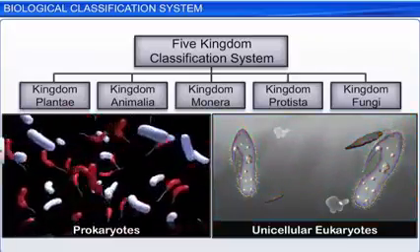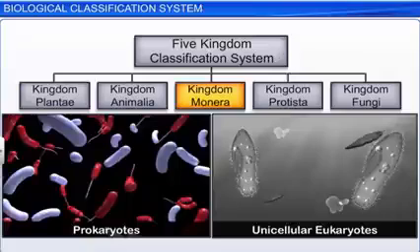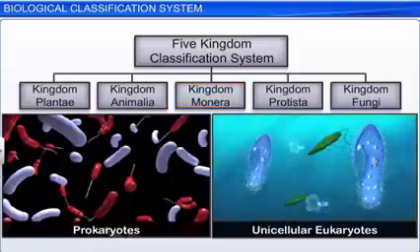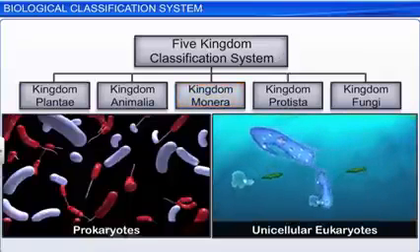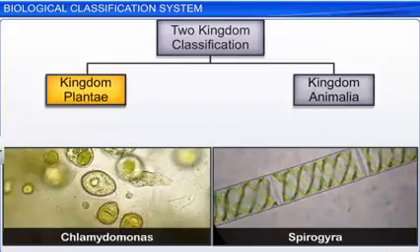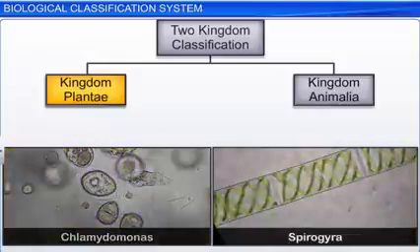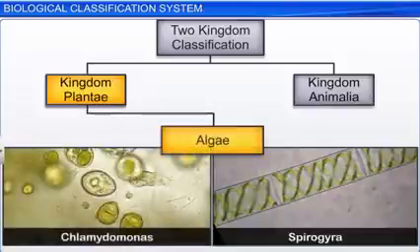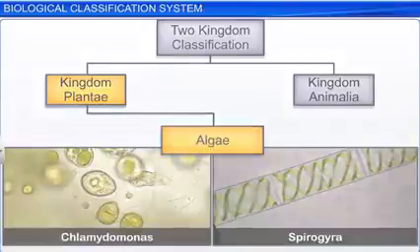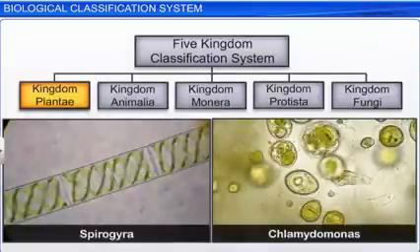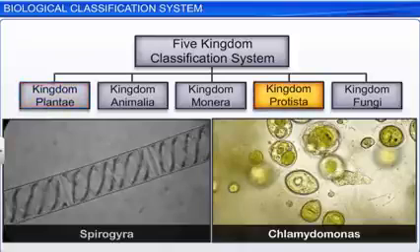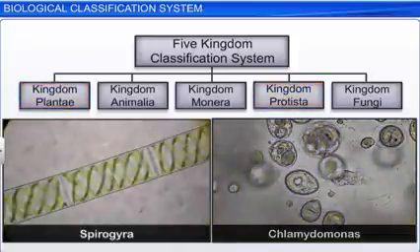All prokaryotic organisms were grouped together under Kingdom Monera, and unicellular eukaryotic organisms were placed in Kingdom Protista. Previously, unicellular Chlamydomonas and multicellular Spirogyra were placed together under algae in Kingdom Plantae. However, in the new classification system, Chlamydomonas moved to Kingdom Protista, while Spirogyra remained in Kingdom Plantae.